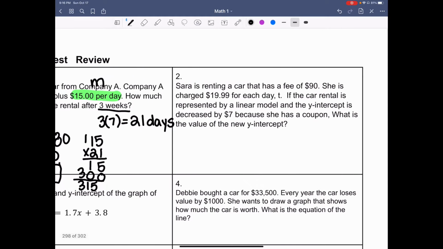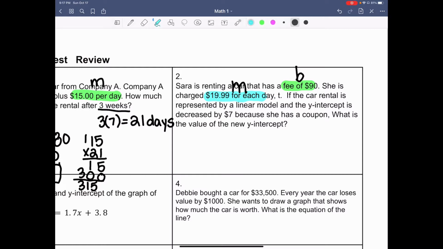All right, Sarah is renting a car that has a fee of $90. So that fee is going to represent our Y-intercept. She is charged $19.99 per day. So that's going to be our slope. That's the repeating value. If the car rental is based off a linear model and the Y-intercept is decreased by $7 because she has a coupon, what is the new value of the Y-intercept?